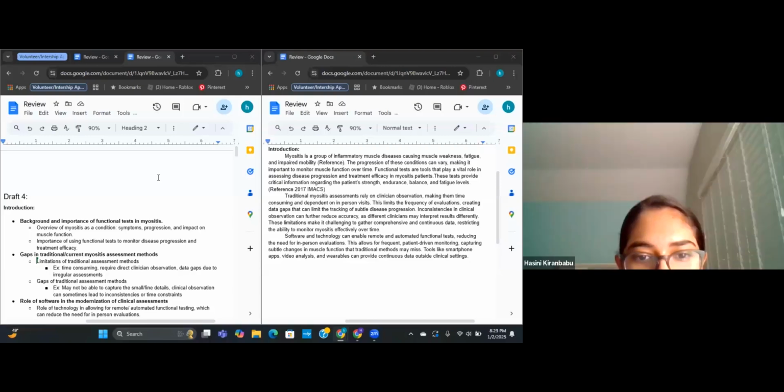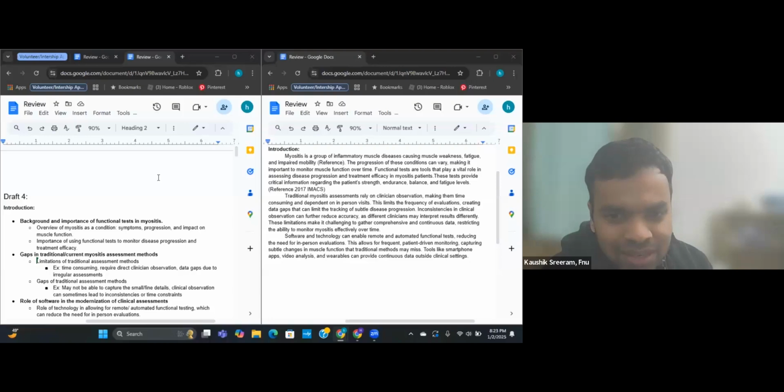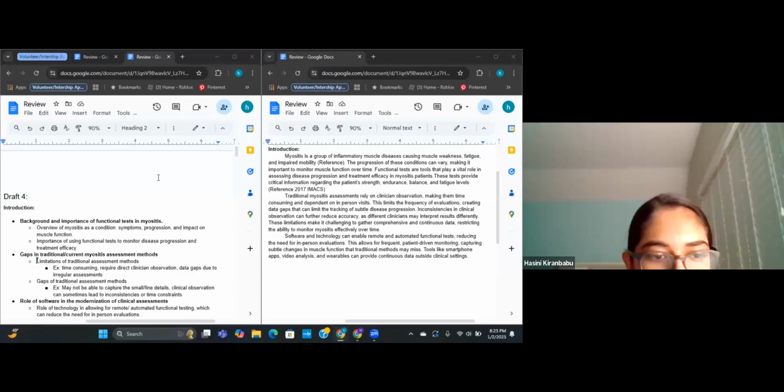Now let's read what you have written. Inconsistencies in clinical observation can further reduce accuracy as different clinicians may interpret results differently. These limitations make it challenging to gather comprehensive and continuous data, restricting the ability to monitor myositis effectively over time. See, this is very wordy, right? And you need to make it more clear.